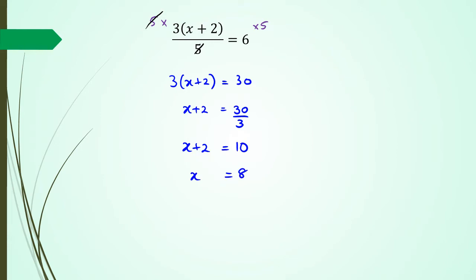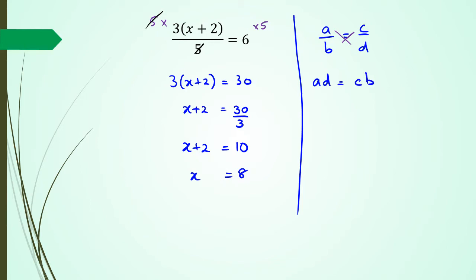Now that's one way of doing it. The other way of doing it is this. When you have a fraction, say for example you have a over b equals c over d, just as an example, when you have one fraction equals another fraction, this is the only time you can actually do cross multiplication. So you can rewrite this as AD equals CB.